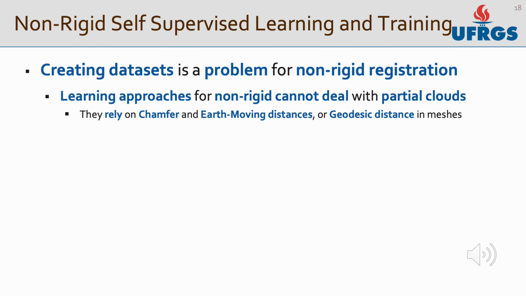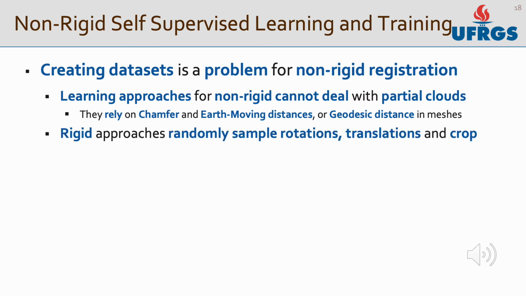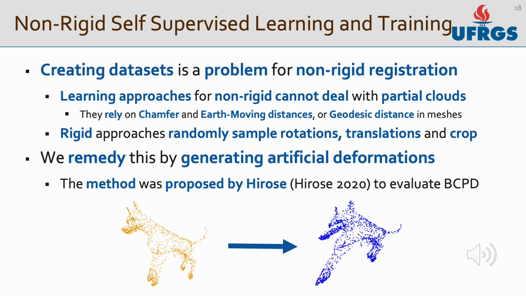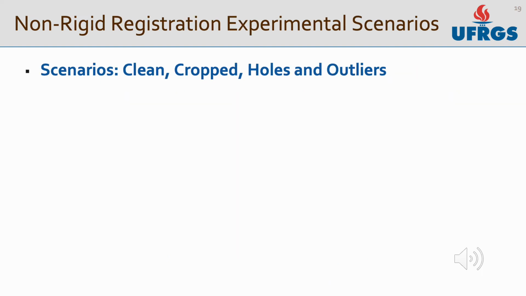A problem with non-rigid registration is creating datasets, since it's necessary to have different kinds of deformation and point-to-point correspondences. Rigid registration works deal with datasets by simply randomly creating rotations, translations, or even partial clouds. We follow this path for the non-rigid case, by using the method proposed by Hirose to generate synthetic deformations. It consists of applying a guided noise while keeping the overall shape. The noise comes from the eigendecomposition of the source cloud correlation matrix, the same used to enforce motion coherence on BCPD.